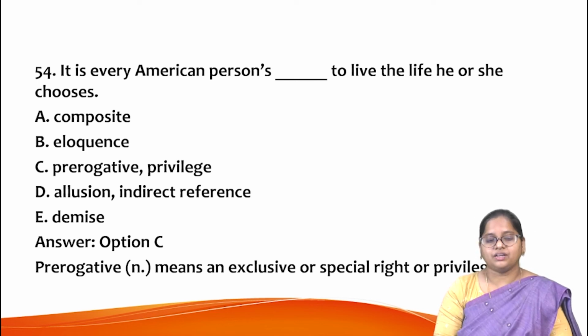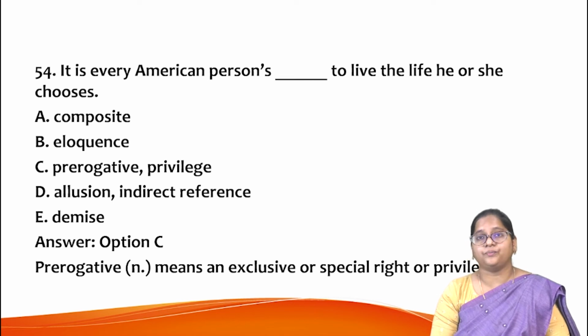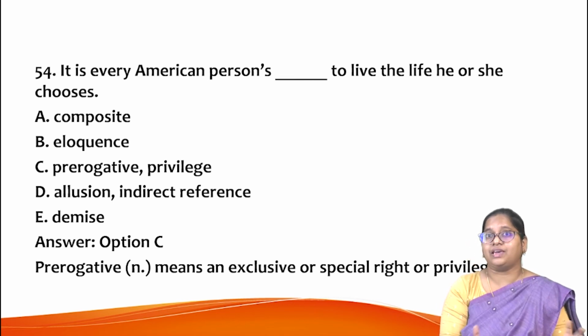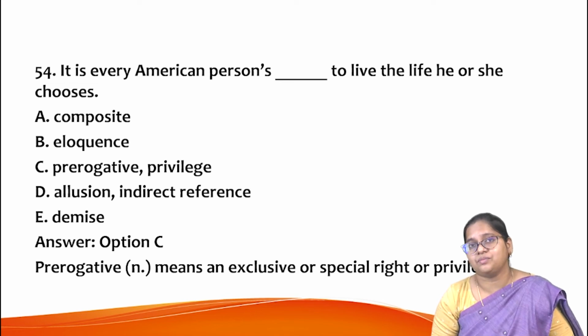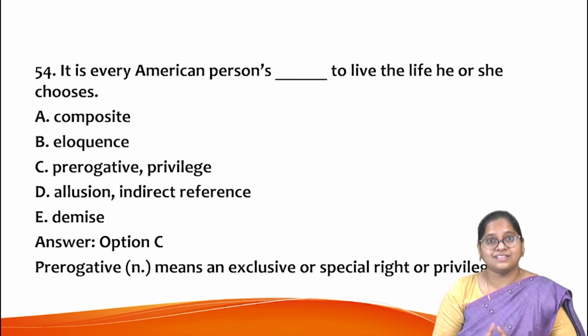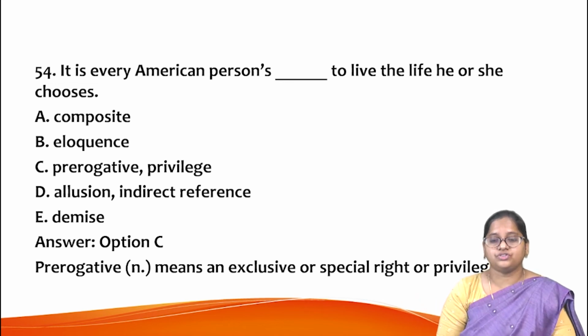Composite means togetherness, all at the same place. Or it is not a desire. Eloquence means speech, to live the life.